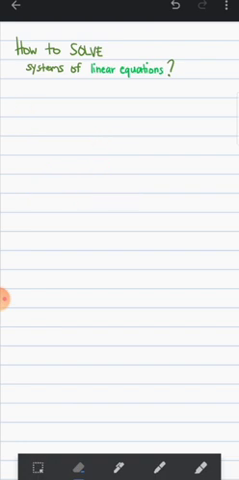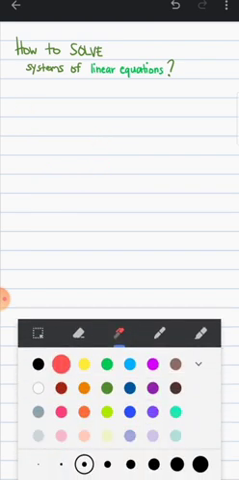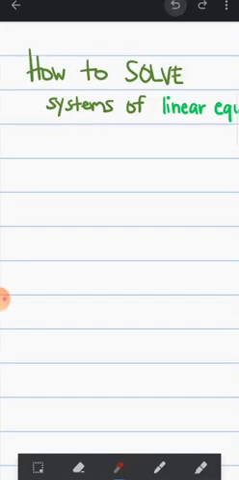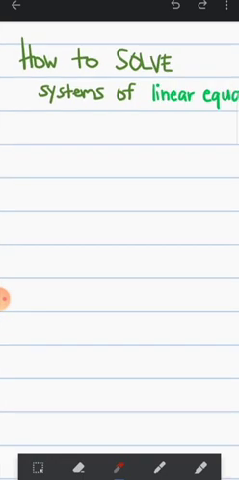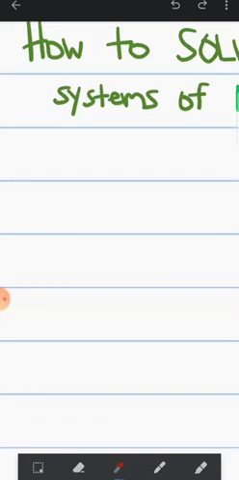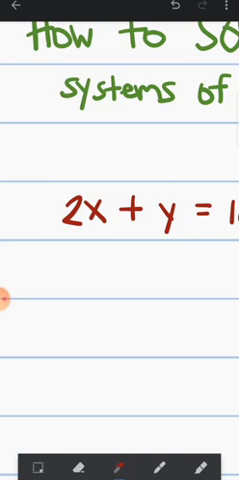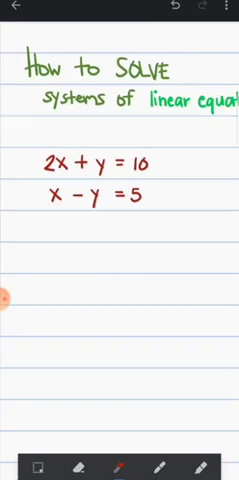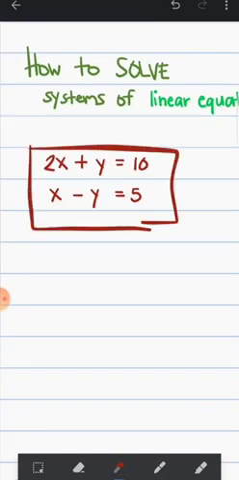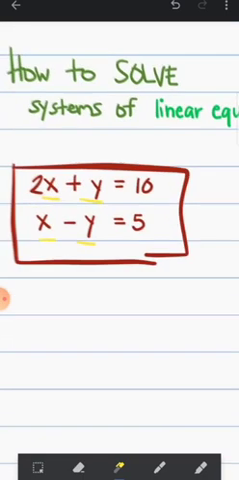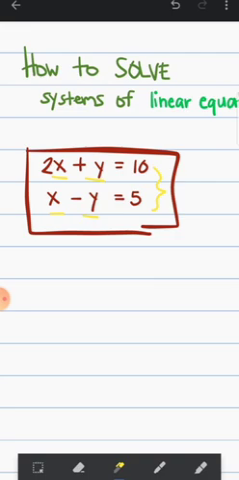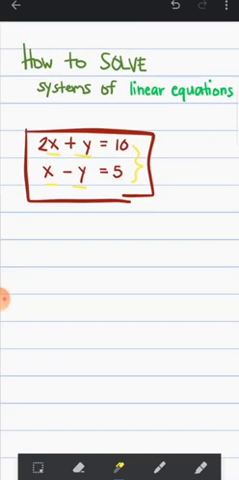So to solve systems of linear equations, now we'll be talking about systems. These are a bunch of equations involving linear equations. It could be 2 variables, 3, or more. So let's say we have a simple example like 2x plus y is equal to 10, and then x minus y is equal to 5. In this setup, we have 2 variables, which are x and y, and we also have 2 equations. So therefore, this system of equations is solvable.